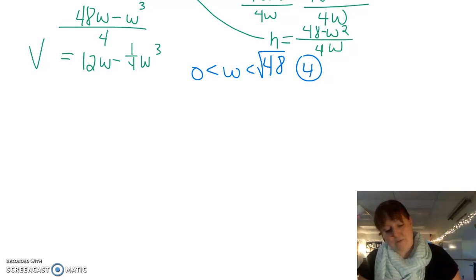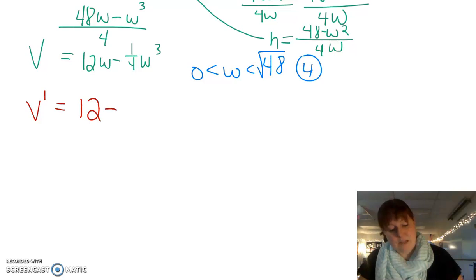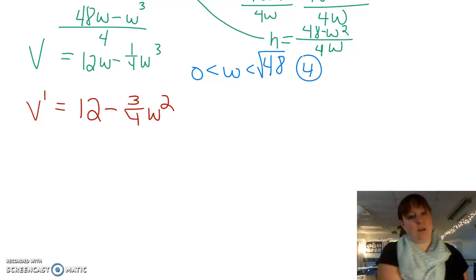Now we get to derive. So, dV/dt, just kidding, not dV/dt. See, I'm in related rates. V prime equals 12 minus 3/4 W squared. I'll pause right there and I'll come back after class.